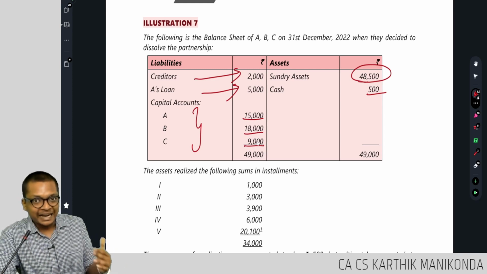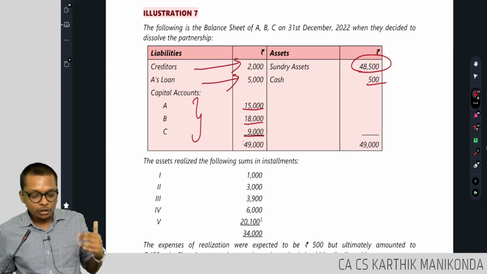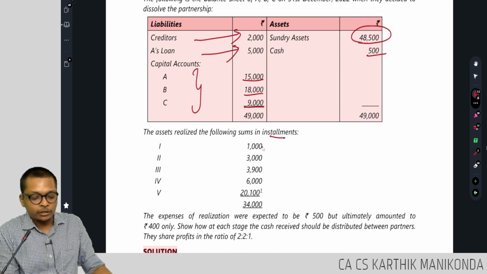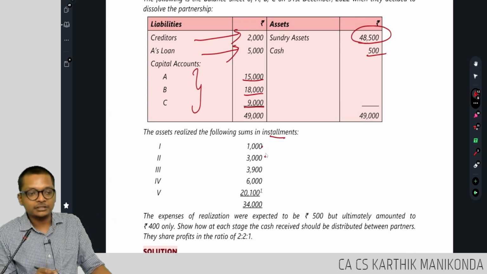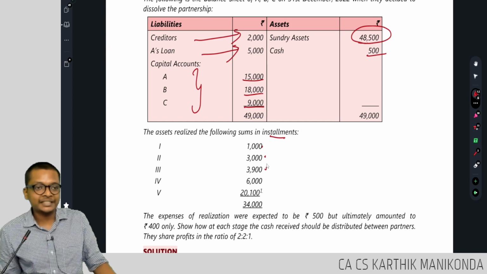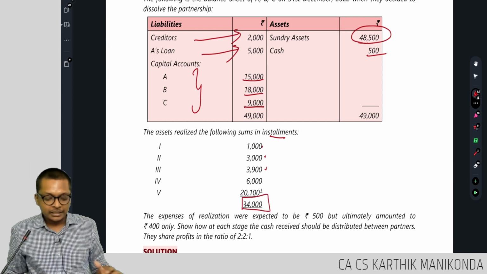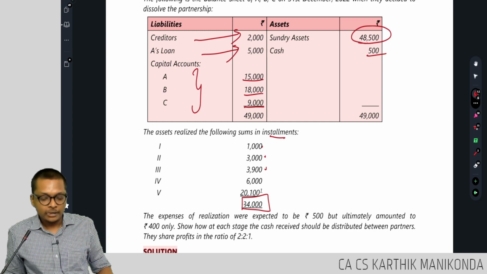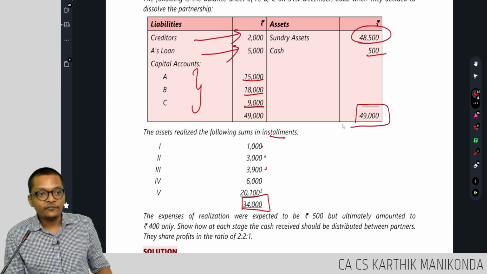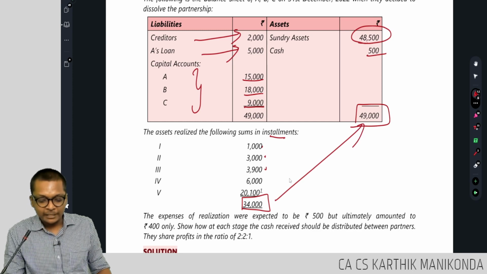The assets, unlike other sums, we got on different days. First installment I got 1,000, second installment I got 3,000, third installment I got 3,900. Like that, totally I got how much? 34,000 I got. But I need how much? 49,000. That means what is my loss?